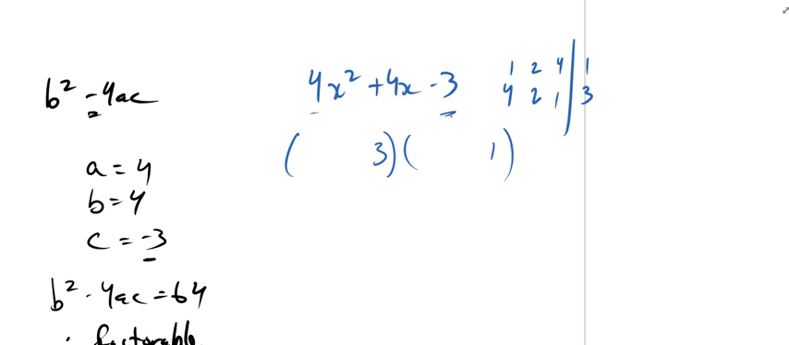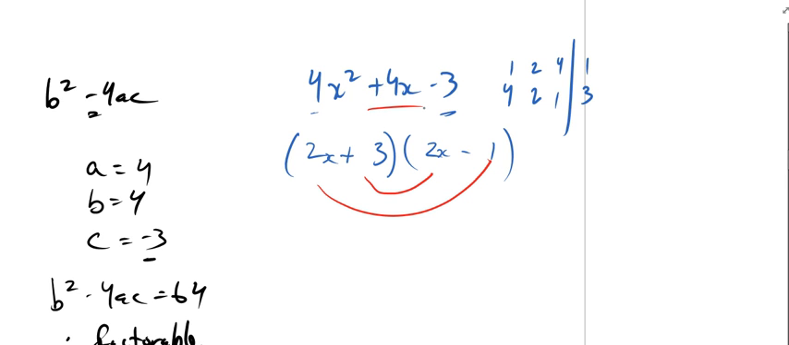Just a wild guess, for whatever reason I feel like that'll probably work. And so 2 times 3 is 6, 2 times 1 is 2, 6 minus 2 is 4, so that's going to work. And I want the 6 to be positive. So it ends up being 6x minus 2x, which gives me 4x.